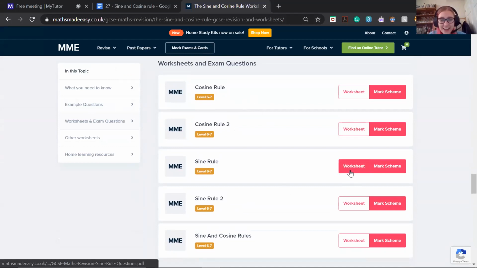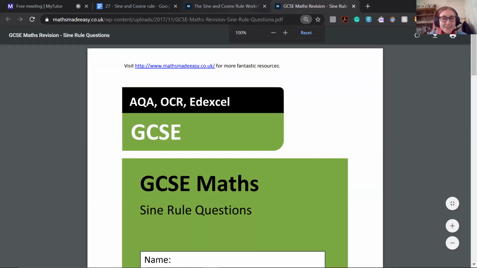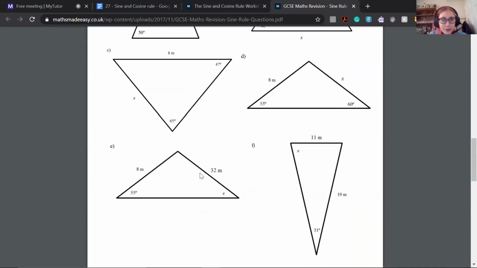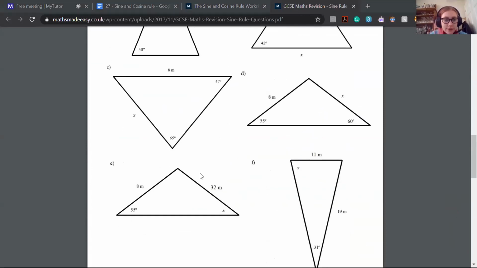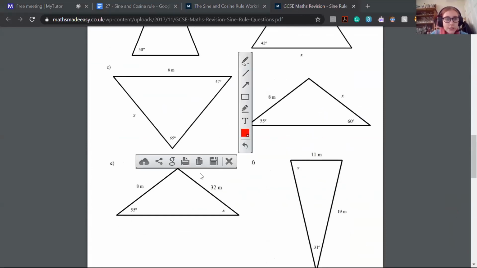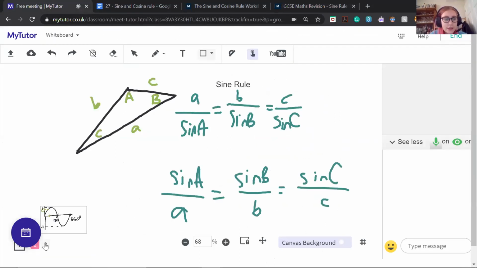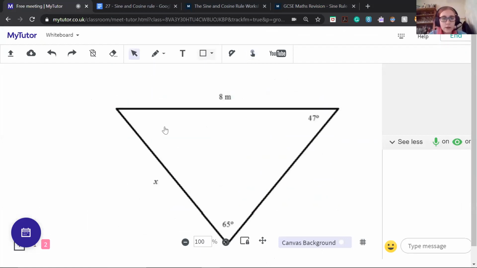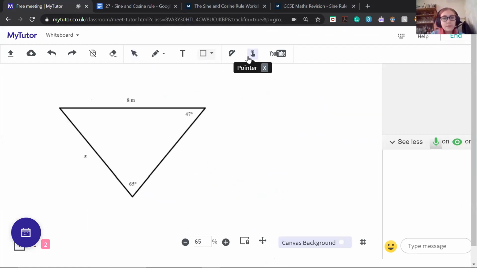So let's have a look at this sine rule worksheet here and just jump in with a question. Let's do this one first of all. We've got to find the side marked x. So here we've got a triangle. Once I've shown you both of the rules, I've got a really nice little flowchart that I use to decide which rule you need to use. So I'll show that at the end of today and at the end of tomorrow because I think it's super useful.